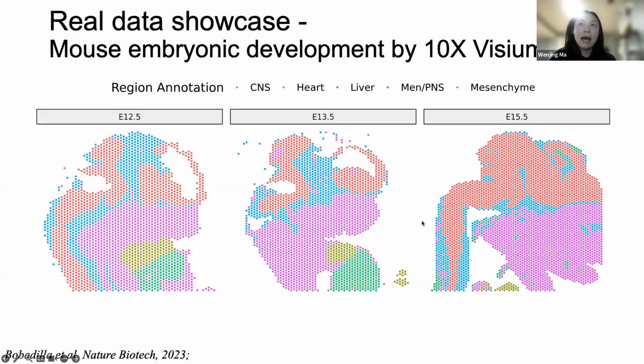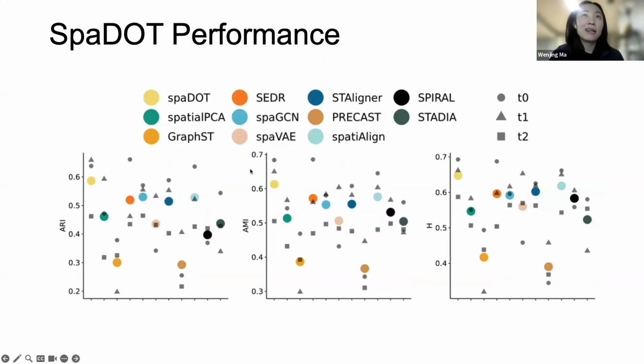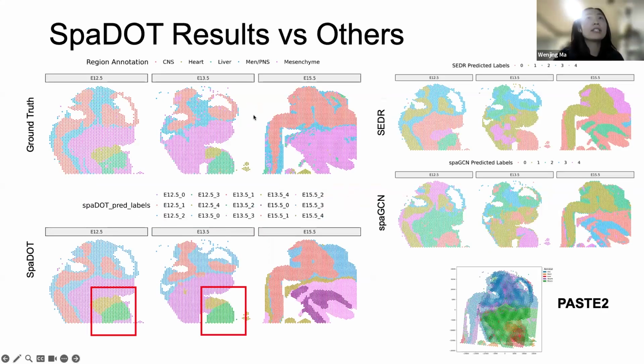So that's where things happen, that certain regions appear and then disappear due to technology limitations or certain other limitations. Here I also want to show you a quick performance chart showing that our method outperforms. Each dot represents the average from the 3 different time points, and each one is labeled by a different shape. We can see that the average of SPOT-dot also outperforms other methods. And I would like to give you a quick idea of how SPOT-dot results compare to others.